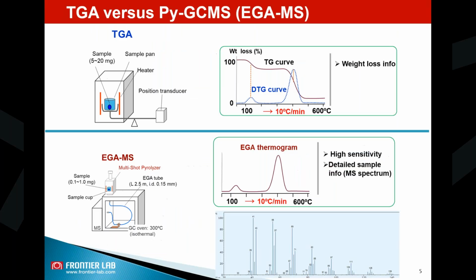Okay, so this slide basically shows the simple comparison. TGA provides the TG curve and the DTG curve, which basically provide the peak top temperature of the material tested. On the other hand, EGA-MS provides a curve similar to this DTG, but since the data is collected through the mass spectrometer, we can also get the average mass spectrum of this peak, which can give a lot of information on the chemistry of the compound and the degradation process. So that's additional information that one can get from EGA compared to TGA.